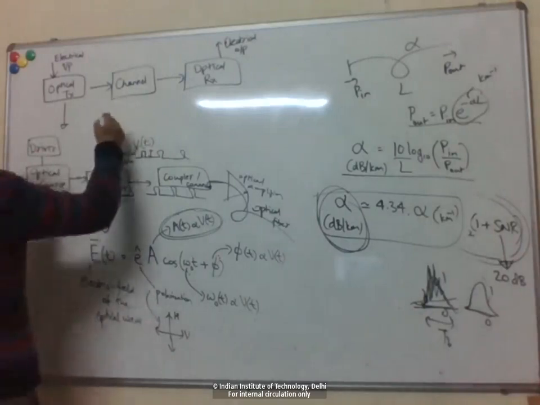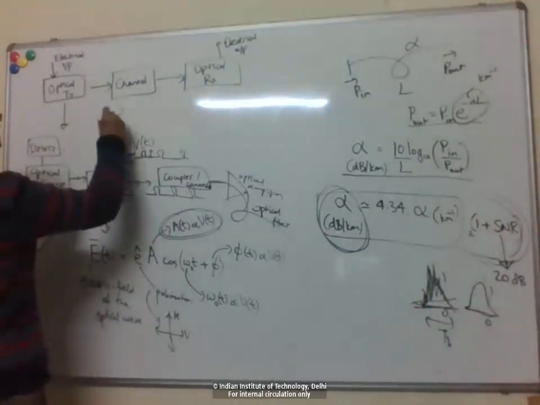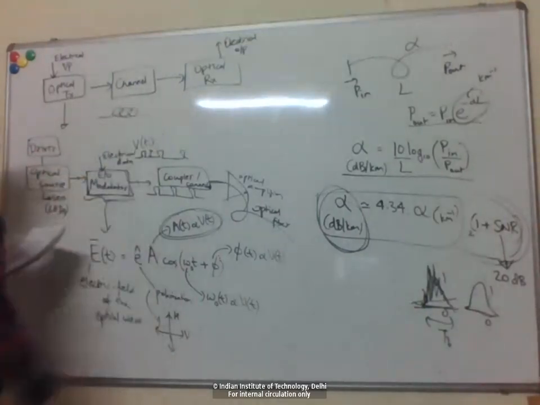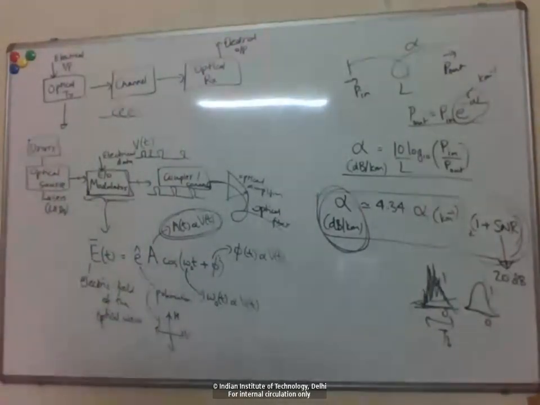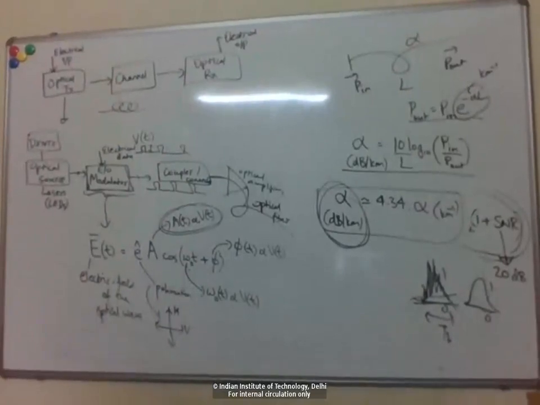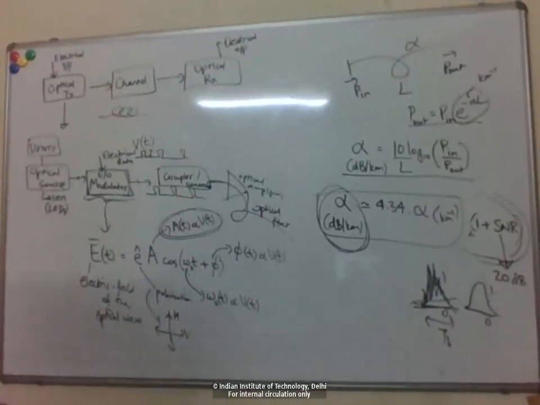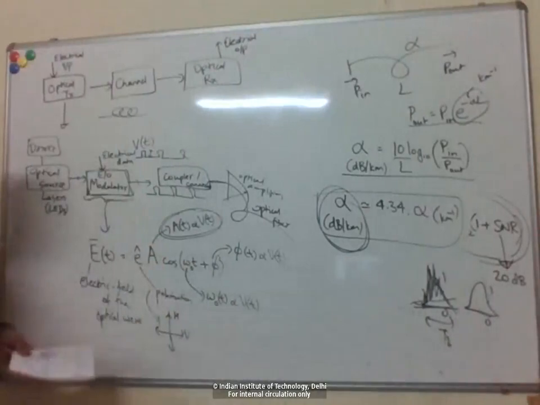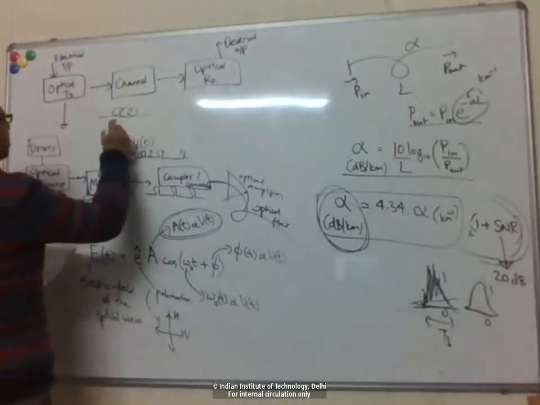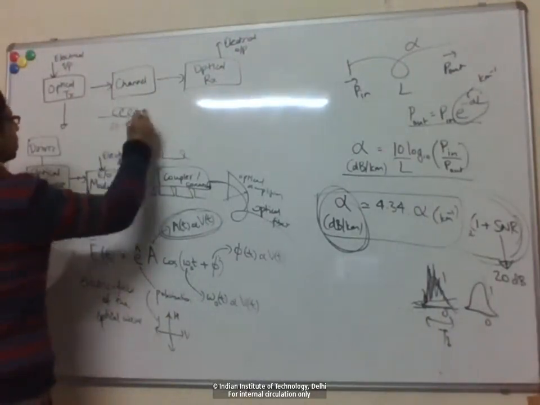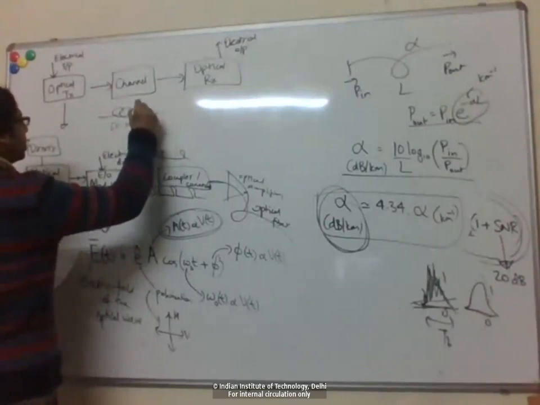And then in the channel, of course, you have a fiber. But typically for very long distance communication, if you're communicating over, let's say, thousands of kilometers, then you can't just have one fiber because the loss becomes too large. So typically what is done is, let's say you have a 50 to 100 kilometer length of fiber, and then you have an optical amplifier.